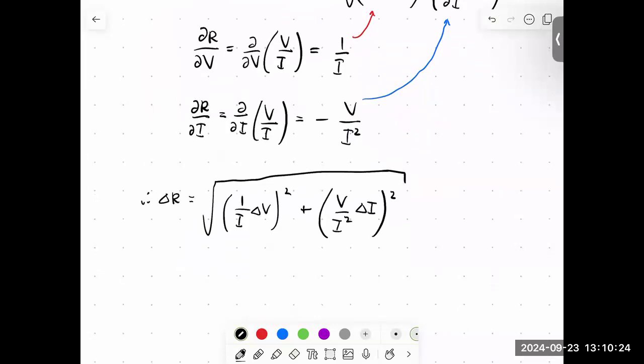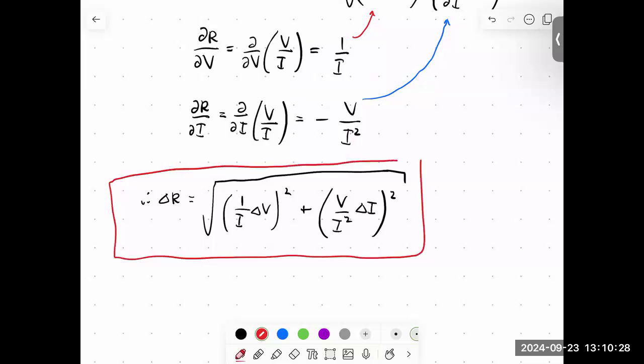So in principle, this is done. We know everything on the right-hand side of this expression. We've made measurements of the current and voltage, so we know V and I. And we've also made estimates of their uncertainty. So we know delta V and we know delta I. And so all of those quantities are known. We just calculate the uncertainty in the resistance.